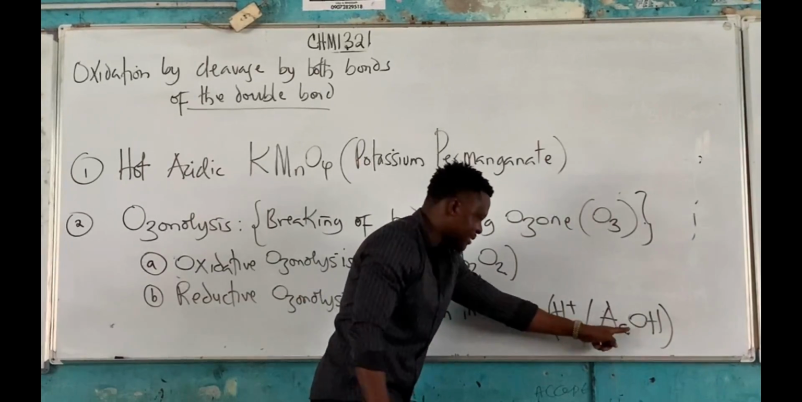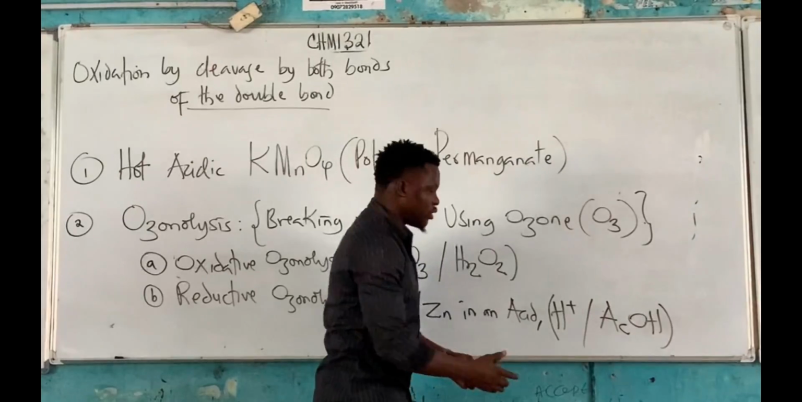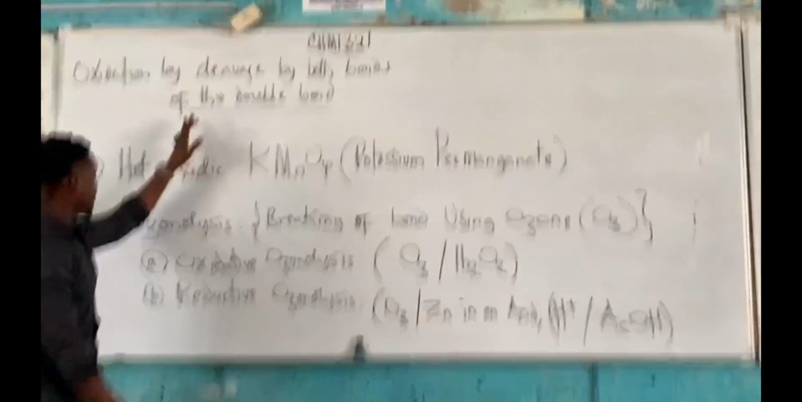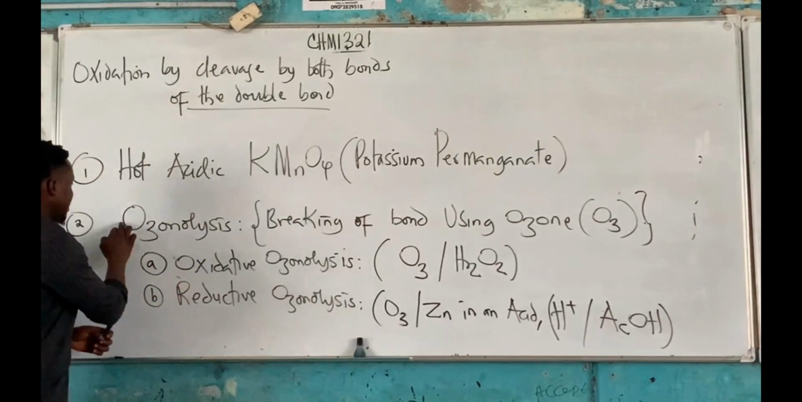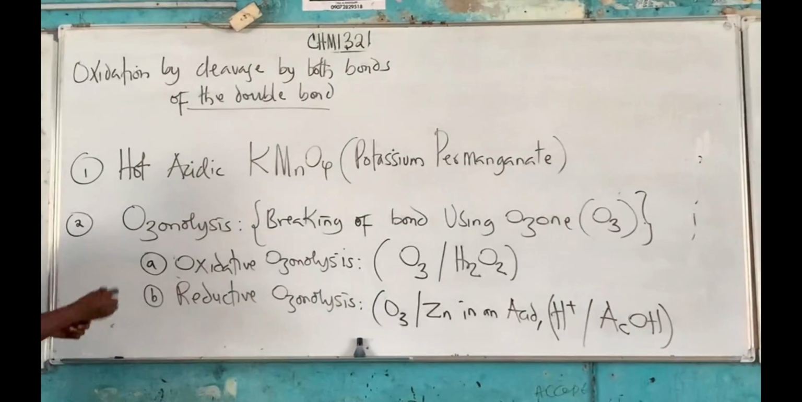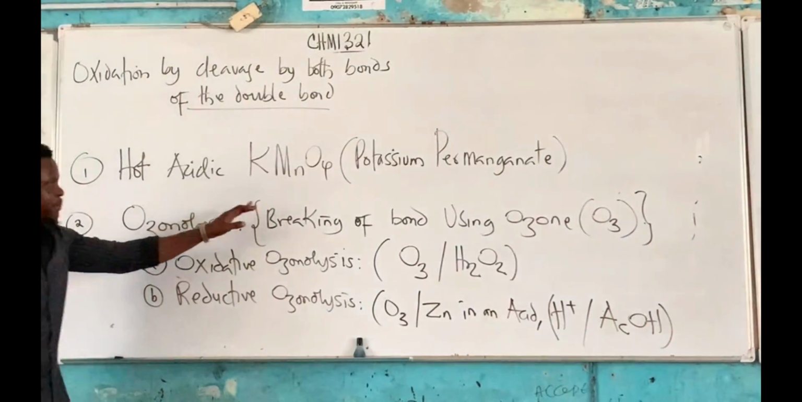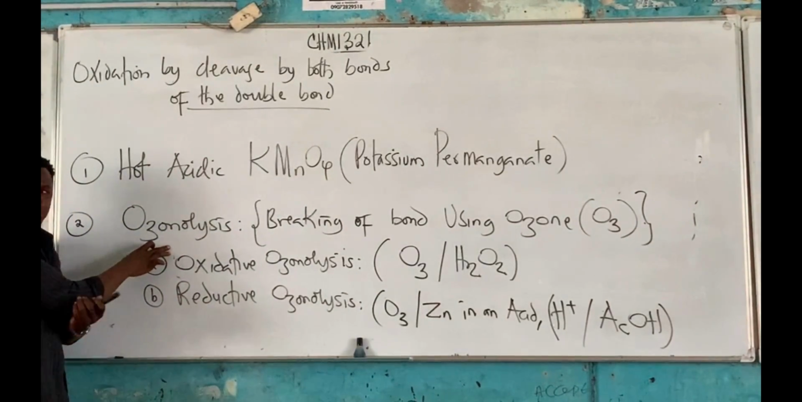Now this means acyl group, with OH you have acetic acid. So I'm just going to explain this shortly. Note this, for you to break the two double bonds, these are the processes involved. Here we have hot acidic KMnO4, which is potassium permanganate. Now the second one is ozonolysis.